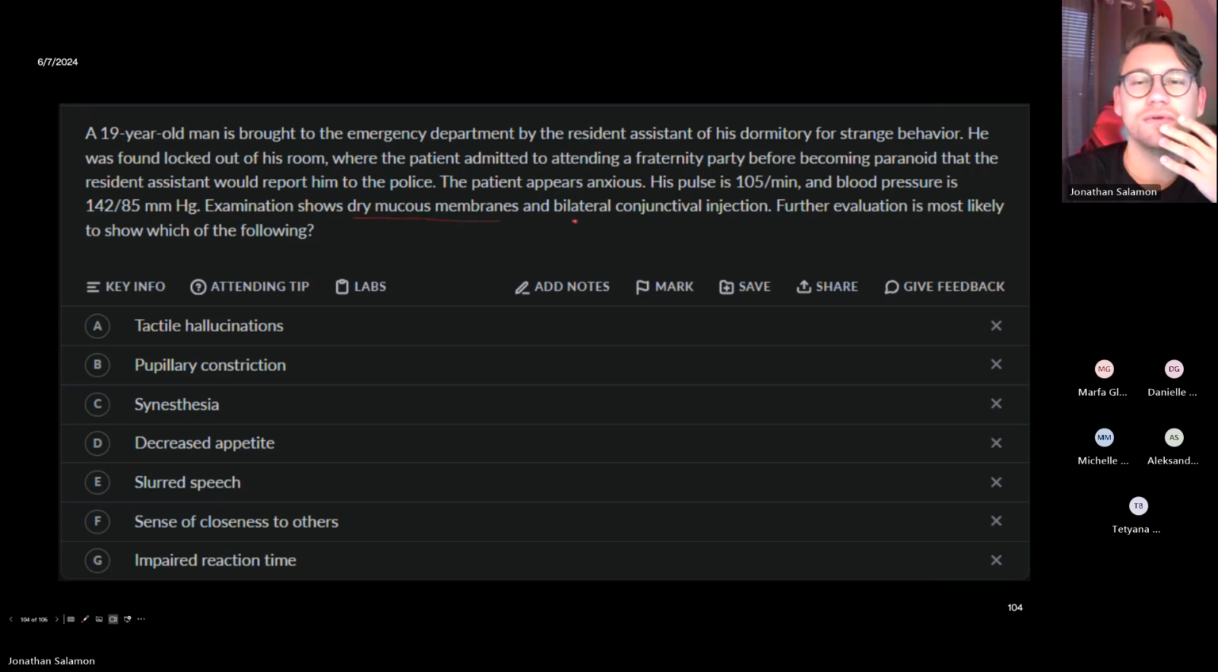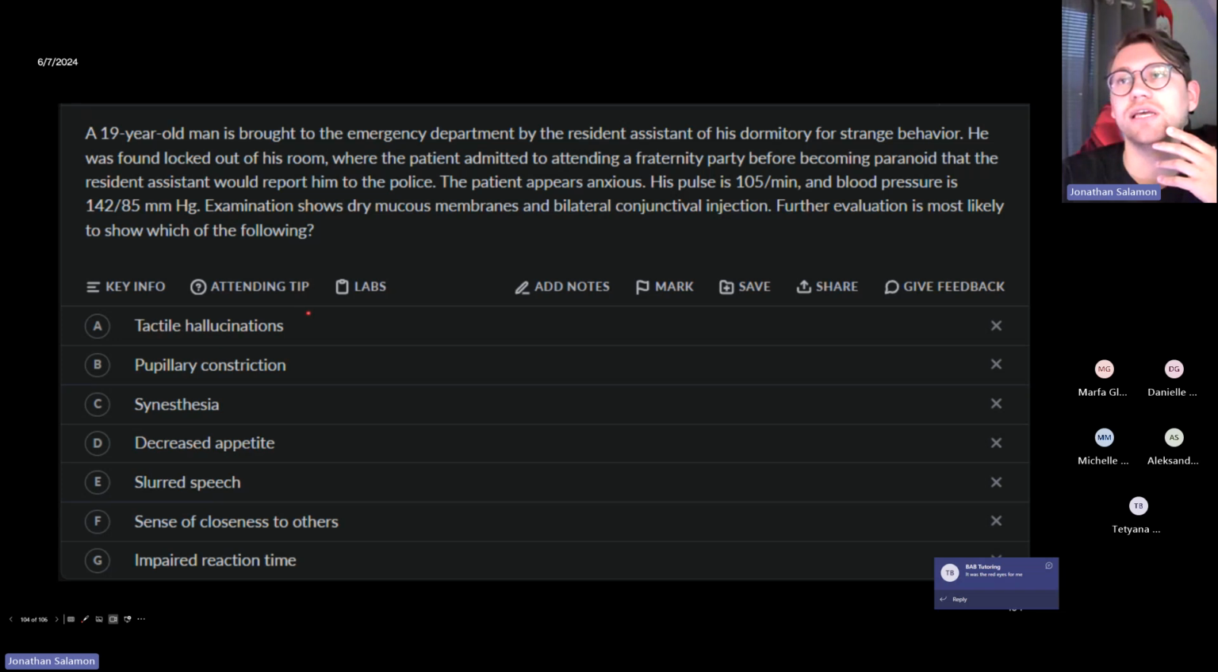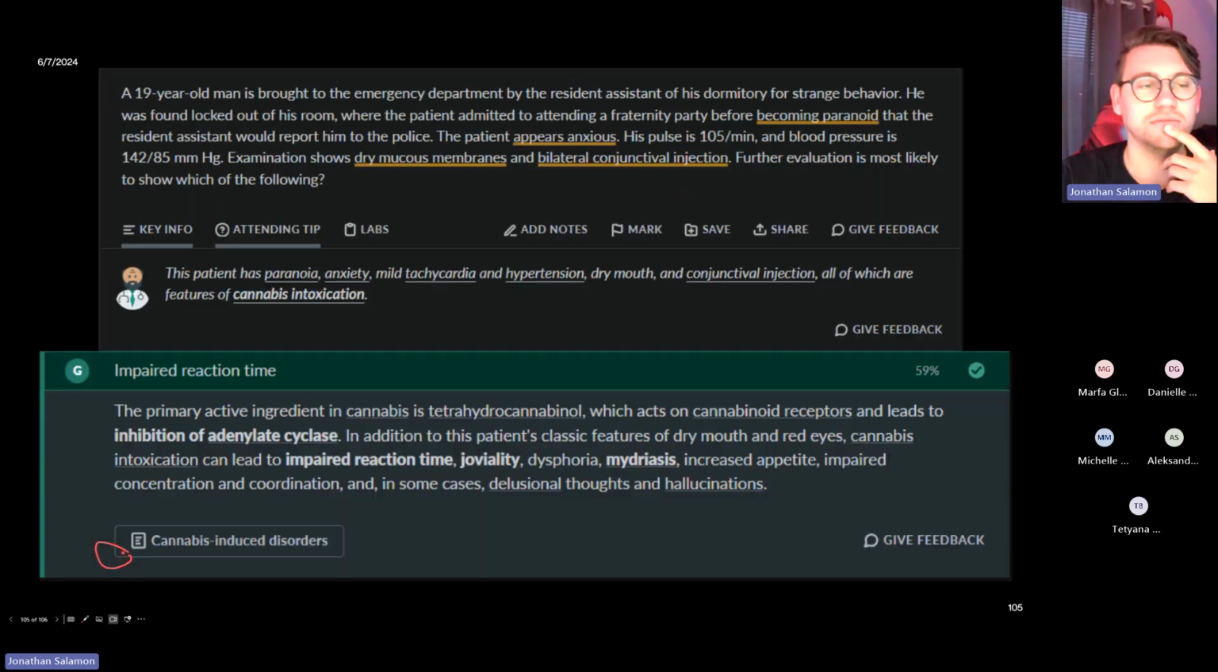Cottonmouth and dry red eyes. Oh, come on, man, this is weed. We can dip through these two, right? So tactile hallucinations, right? This is either shrooms or marijuana or cocaine. Pupillary constriction, like opioids, right? Synesthesia, also known as seeing sound, right? That's LSD. Decreased appetite, amphetamines. Slurred speech, probably alcohol. Sense of closeness to others is ecstasy, right? Impaired reaction time, marijuana. This is why you are not allowed to drive a car while smoking marijuana.